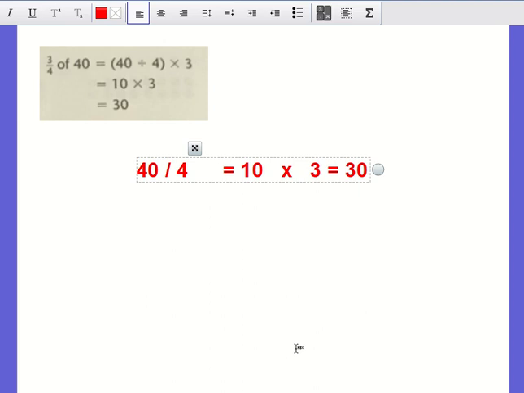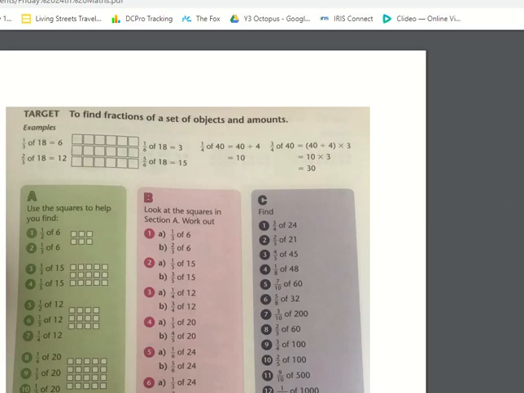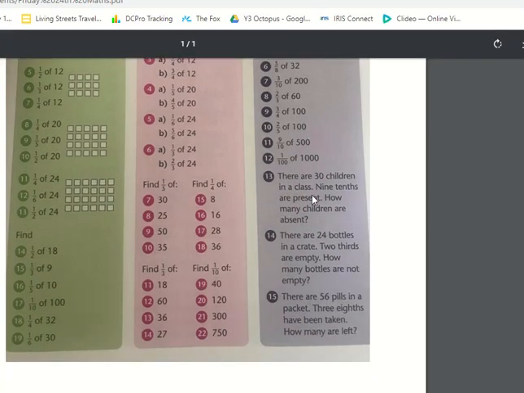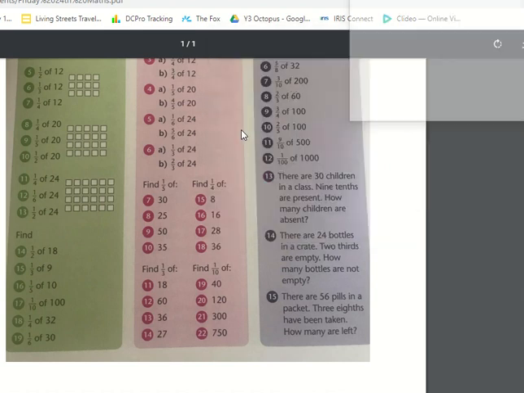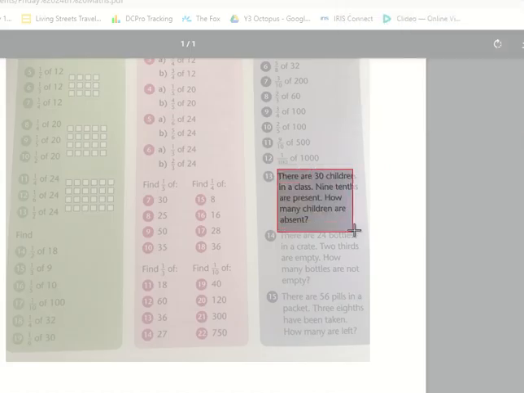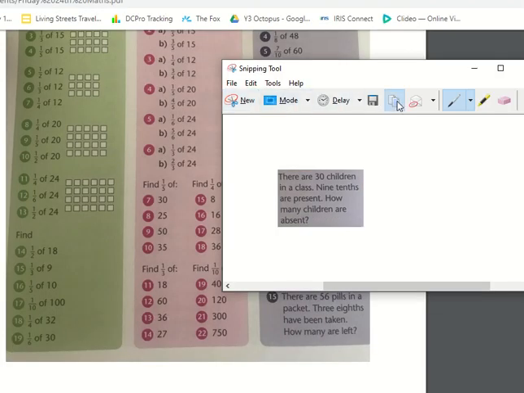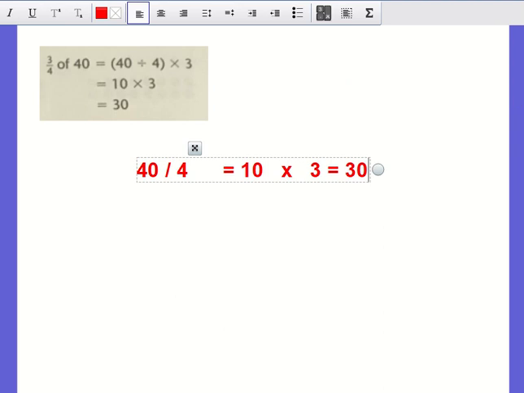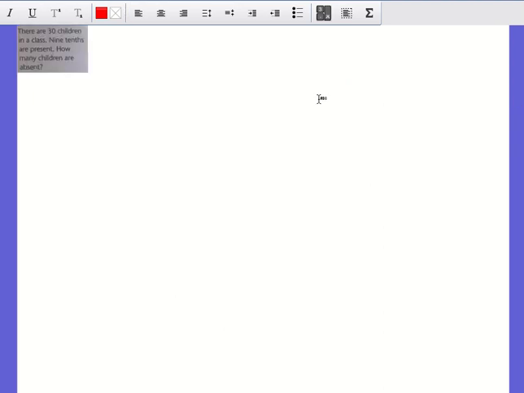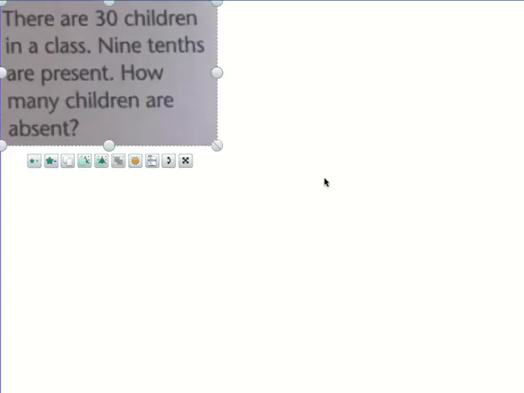The only bonus part you're going to find today is we have some problem solving questions. So let's just borrow one of those. And we'll go through number 13 on section C together. So, there are 30 children in a class. 9/10 are present. How many children are absent?